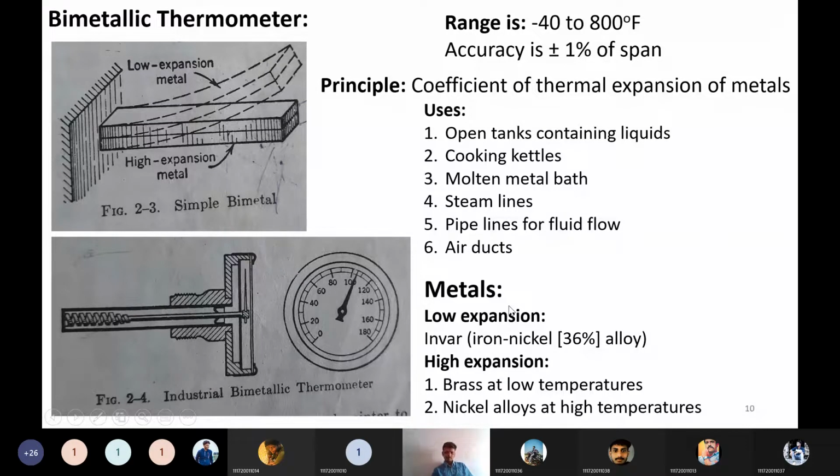Then the metals, okay, what are the construction metals? For a low expansion metal, we can use Invar. Invar is nothing but an iron nickel alloy in which the nickel percentage is nearly 36%. Then for the construction of the high expansion metal, we can choose brass for the low temperature ranges, and we can choose nickel alloys for the high temperature ranges. So these are the construction metals.